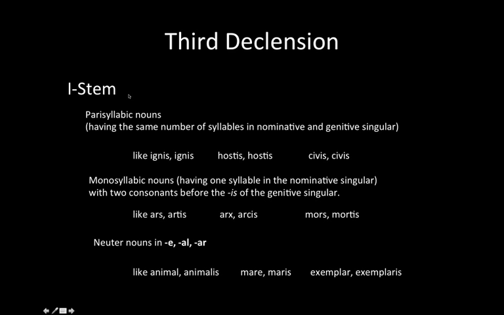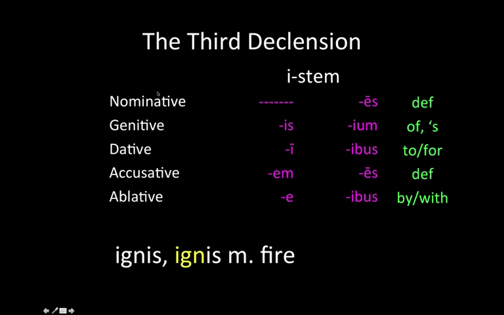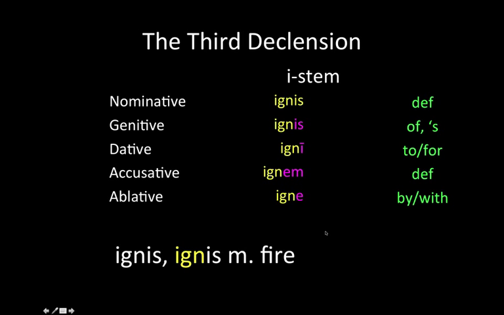Okay, well, what is an i-stem? An i-stem is really simple. All it is that we're adding an extra i. And normally that i is just added into the genitive plural. So for example, we saw ignis, ignis before is an i-stem because same number of syllables in the nominative and in the genitive. So if we were to decline that, the only difference here from the regular third declension is that I've added an extra i right there.